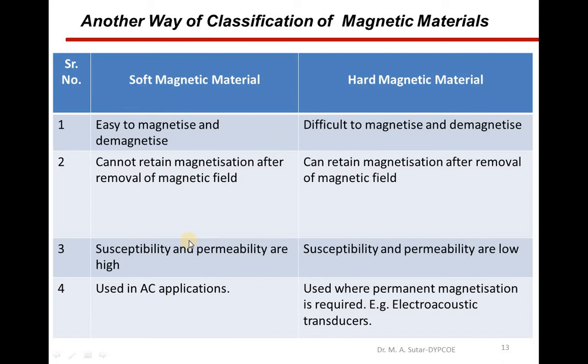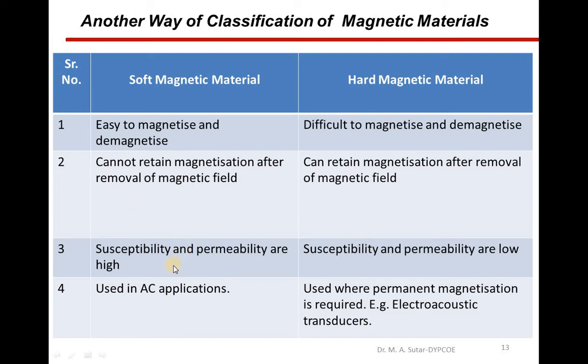Another way of classifying magnetic materials is soft magnetic and hard magnetic material. In case of soft magnetic material, magnetization is very easy. In hard magnetic material, magnetization is rather difficult. Again, retentivity of the magnetization is not there in case of soft material, and in case of hard material, the retentivity is more. You can have permanent magnets with the help of these hard magnetic materials. In case of soft magnetic materials, susceptibility and permeability are very high. In case of hard magnetic material, both of these are low.